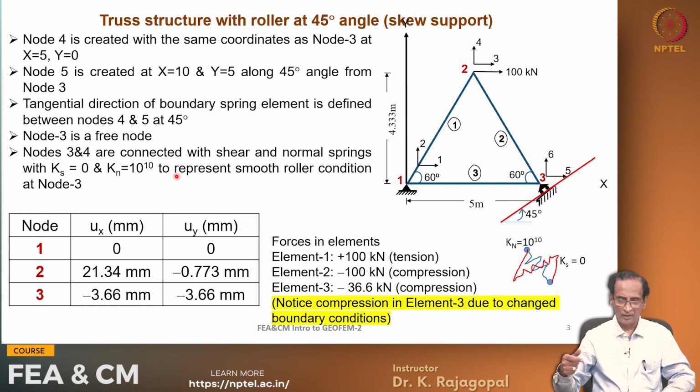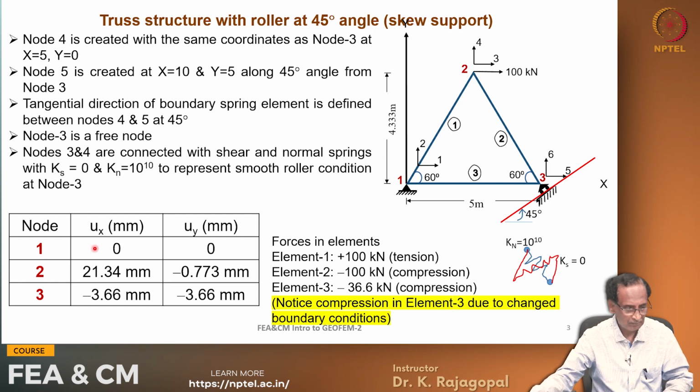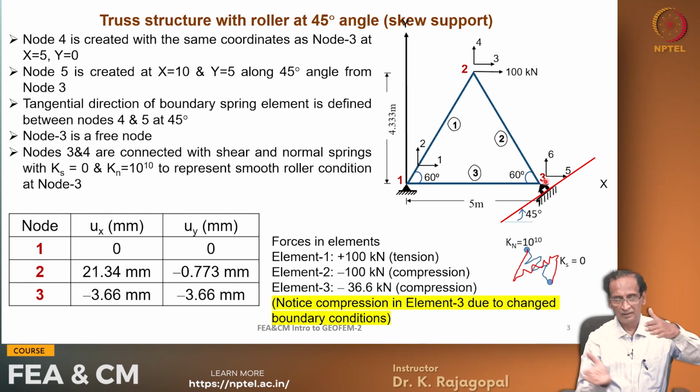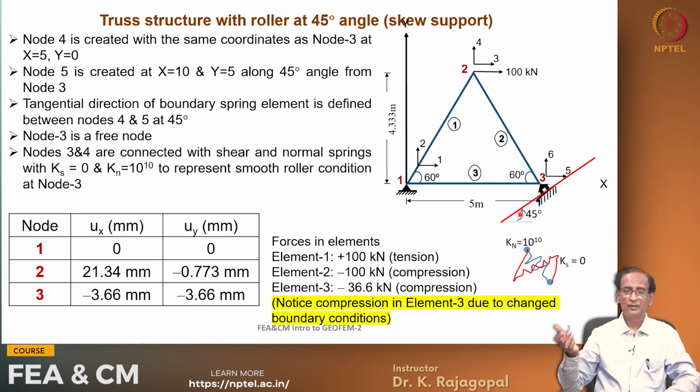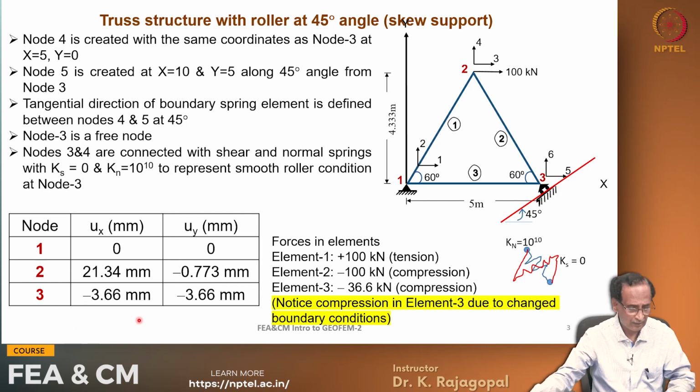And we can run the program, and these are the results that we get. See, the ux and uy at node 1 are 0 because this is on a hinge, and the displacements at node 2 are now slightly different. At node 3, this entire structure has rotated around, because it is free to move along the downward direction here, and because our surface is at 45 degrees, both x and y direction displacements are the same at node 3, 3.66, 3.66 in the negative direction.